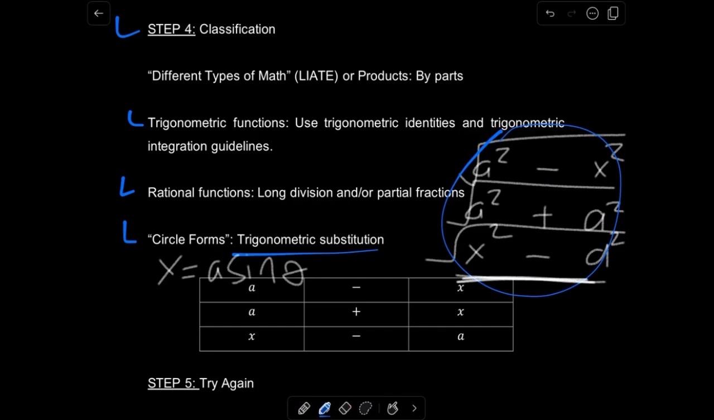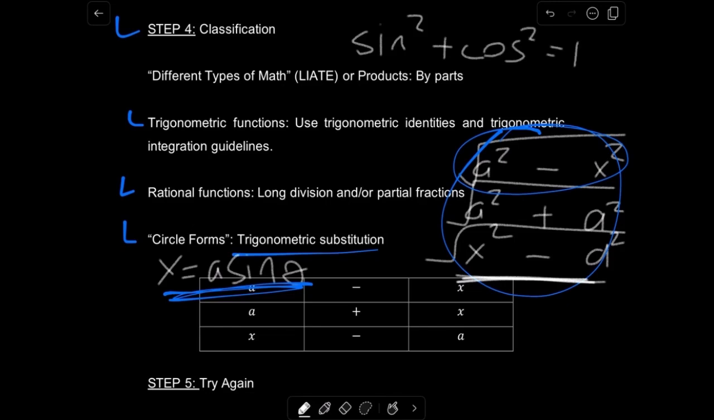And I encourage you not to try and memorize, okay, when I have a squared minus x squared, I need to use a is equal to sine theta. Don't do that. What I suggest you do is learn the two trigonometric identities that you need for that. So it's going to be sine squared of the variable plus cosine squared is equal to 1. And then the other one is tan squared plus 1 is equal to secant squared.